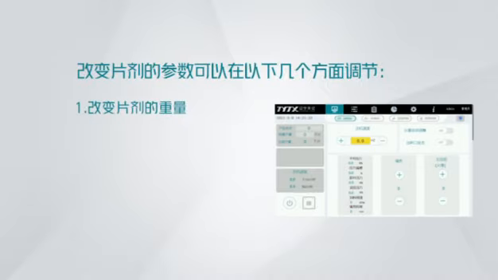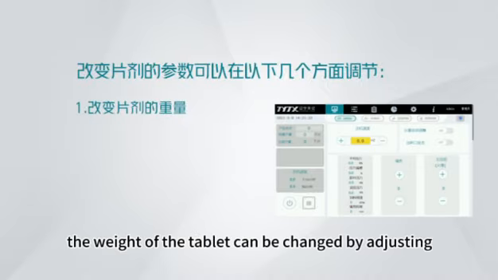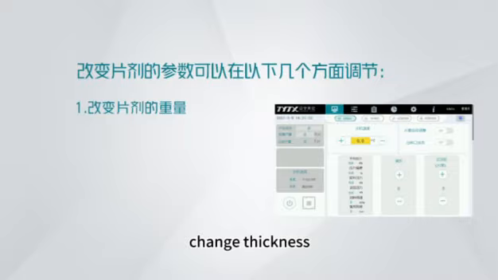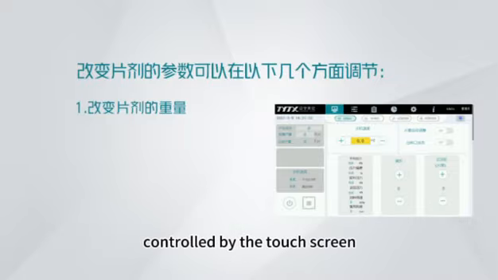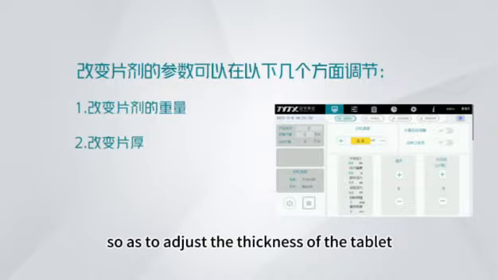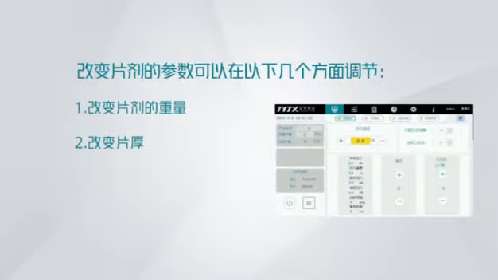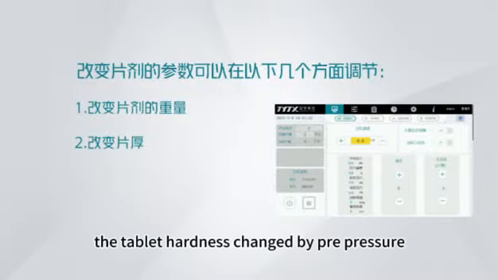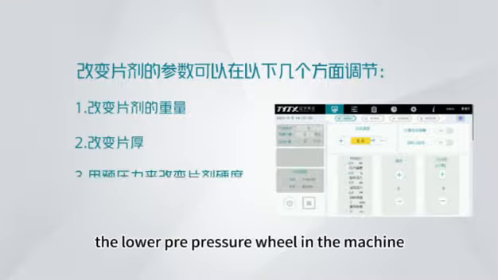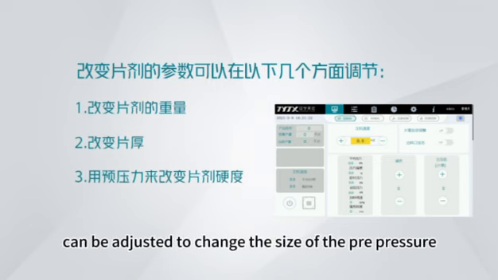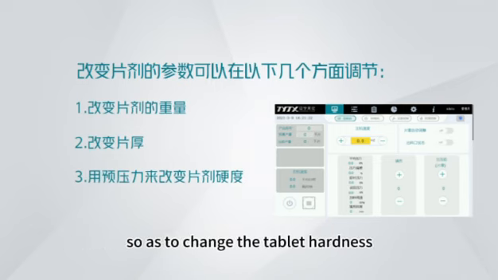Change the weight. The weight of the tablet can be changed by adjusting the filling depth. Change thickness. The main pressure can be adjusted by the combination motor controlled by the touchscreen, so as to adjust the thickness of the tablet. The tablet hardness is changed by pre-pressure. According to the specific situation of the tablet, the lower pre-pressure wheel in the machine can be adjusted to change the size of the pre-pressure, so as to change the tablet hardness.